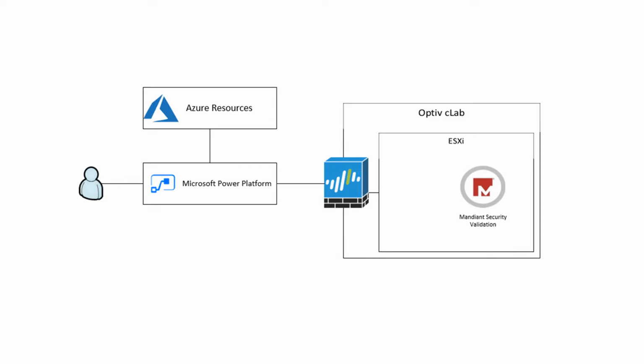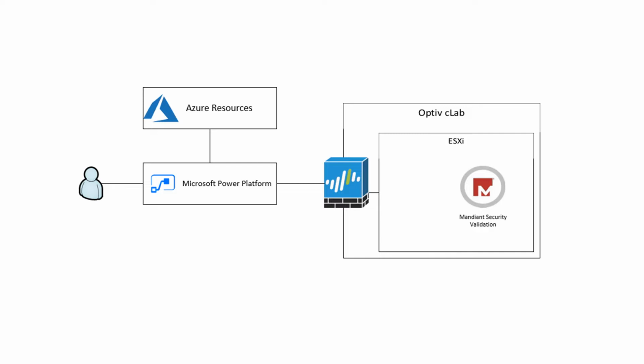One of the first hurdles I needed to overcome, and I've done this in the past, but I just wanted to revisit the idea in case some of you don't know, is how can the Power Platform talk to something that's on-prem? So here on the right-hand side, in Optiv CLab, in our virtual environment, we're running Mandiant Security Validation. This is the tool or solution I want to use to perform efficacy testing against our endpoints. So how can we allow Power Automate to talk to Mandiant Security Validation? How can we get it to access the APIs?